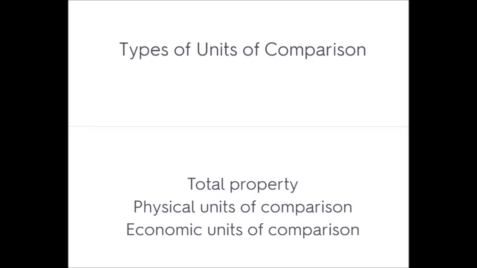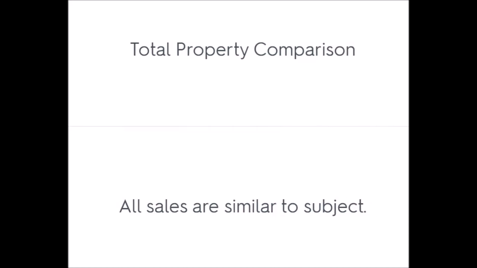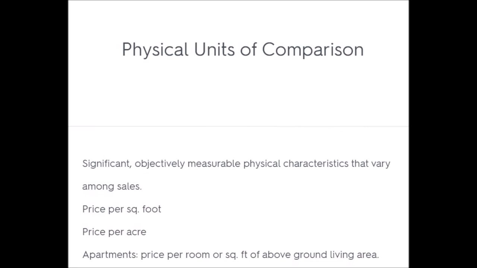Types of units of comparison. Total property. Physical units of comparison. Economic units of comparison. Total property comparison. All sales are similar to subject. Physical units of comparison. Significant, objectively measurable physical characteristics that vary among sales. Price per square foot, price per acre, apartments, price per room or square foot of above-ground living area.